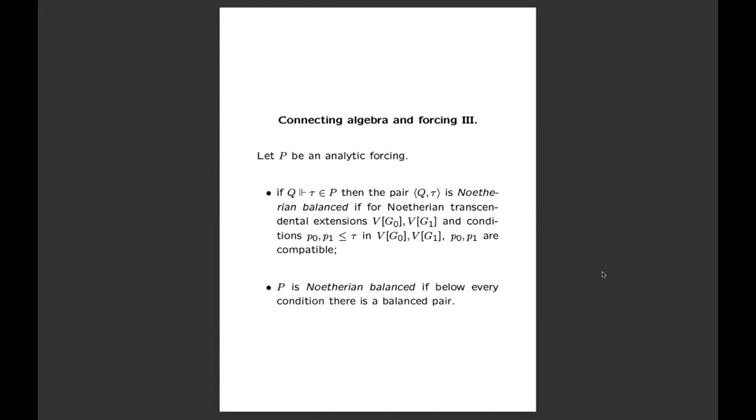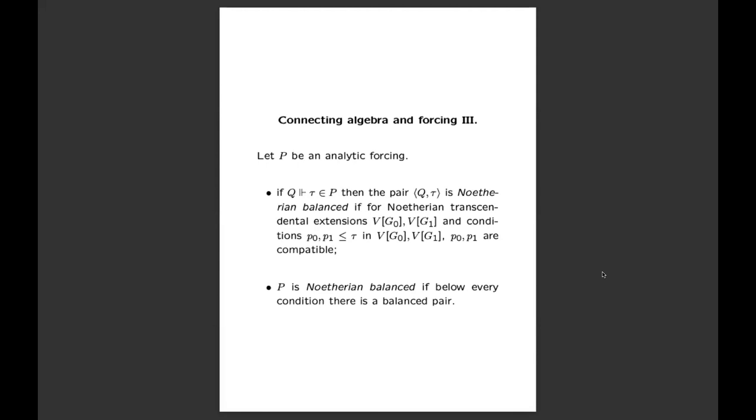With respect to what? It depends on Q. Is it for every Q? No. Below every condition there is a balanced pair on some Q. It's interesting. You probably want to have an understanding of what the balanced pairs are. Typically, the Qs that you're looking at are collapses of the reals, but it can be more complicated than that. The theory behind this has a lot of unresolved methodological questions. But typically, Q is some sort of collapse of the reals to the countable.